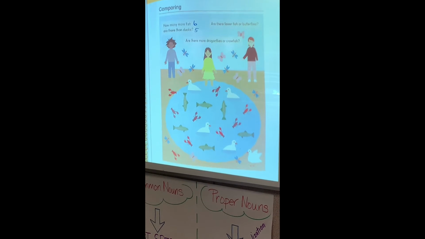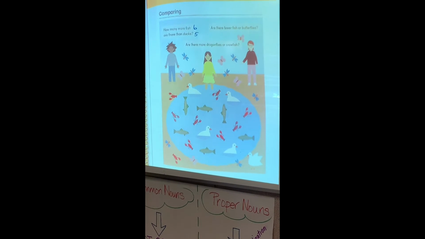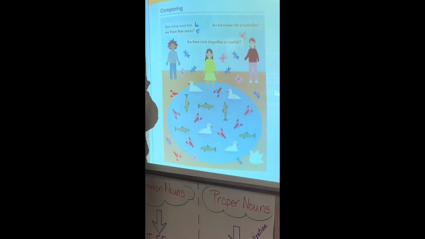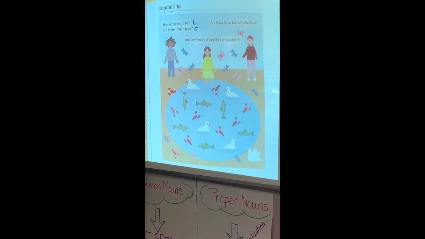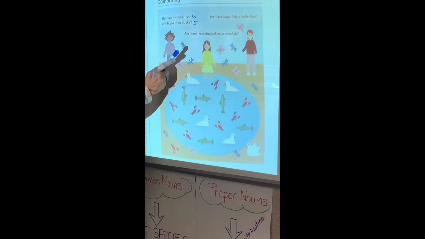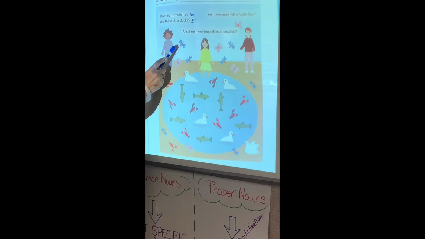Now let's look at the dragonflies and the crawfish, okay? Because if we want to compare them as well, we have to know how many there are of each. I like the dragonflies the best. Let's see if we can count the dragonflies together. I think they're all blue because these are butterflies. So we're going to count the dragonflies.